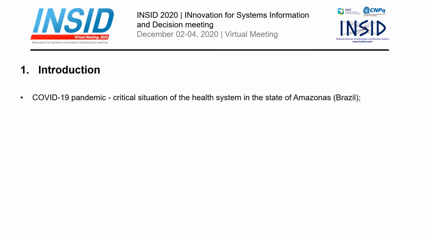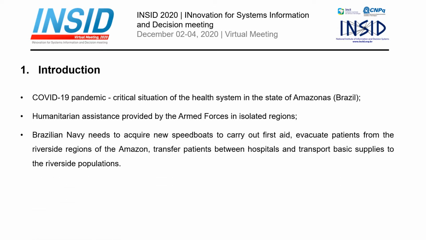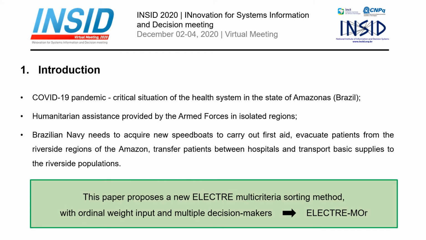Introduction. Considering the COVID-19 pandemic and the critical situation of the health system in the state of Amazonas, Brazil, considering the humanitarian assistance provided by the armed force in isolated regions, considering that the Brazilian Navy needs to acquire new speedboats to carry out first aid, evacuate patients from the riverside regions of the Amazon, transfer patients between hospitals, and transport basic supplies like water, food, hygiene, and protective materials to the riverside populations. We propose a new ELECTRE multi-criteria sorting method with ordinal aid input and multiple decision makers that we call ELECTRE MoR.